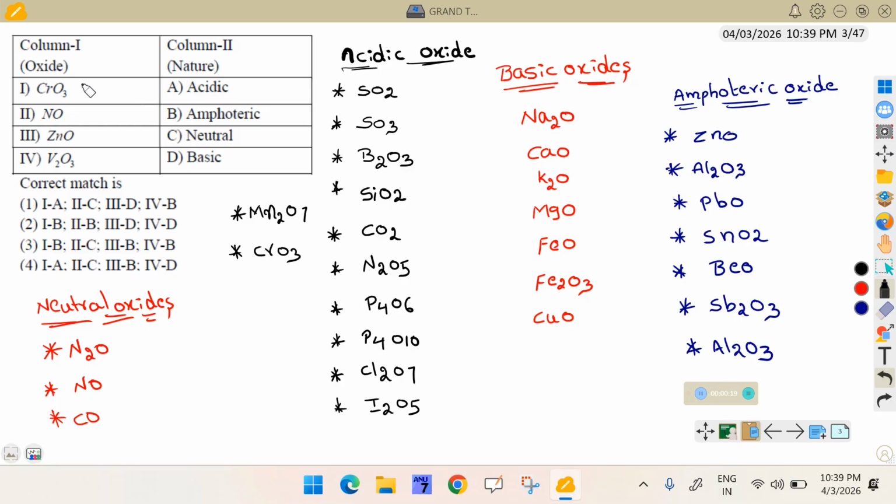Then match the following. CrO3. CrO3 is which type of oxide? CrO3 is the example for acidic oxide.